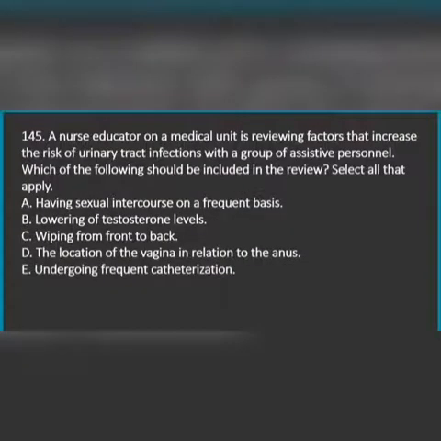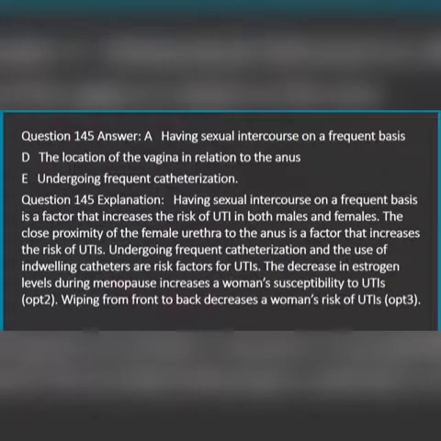Question 145. A nurse educator on a medical unit is reviewing factors that increase the risk of urinary tract infections with a group of assistive personnel. Which of the following should be included in the review? Select all that apply. A. Having sexual intercourse on a frequent basis. B. Lowering of testosterone levels. C. Wiping from front to back. D. The location of the vagina in relation to the anus. E. Undergoing frequent catheterization.